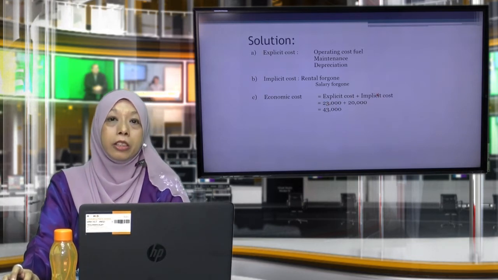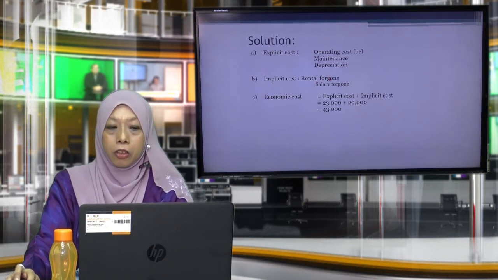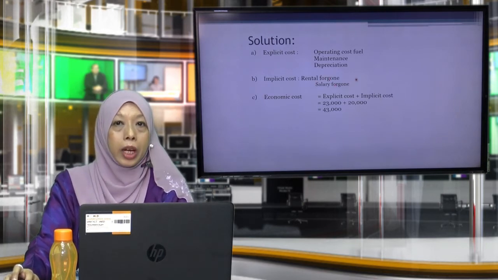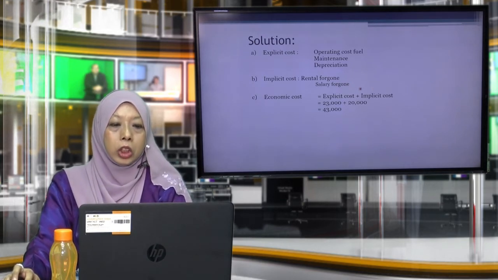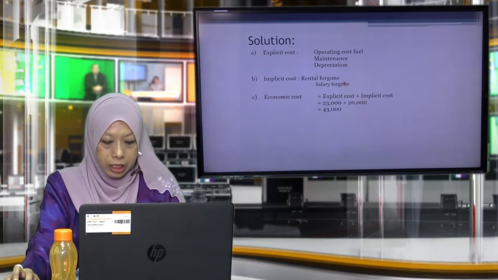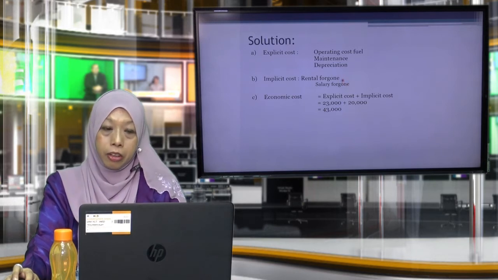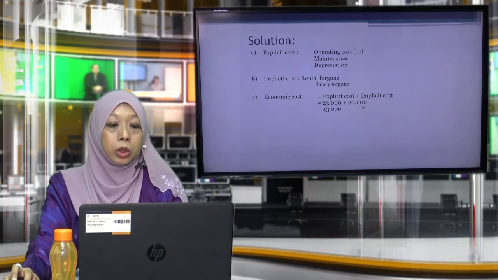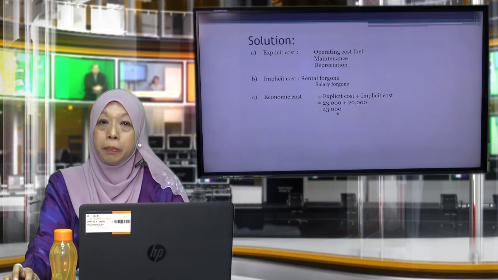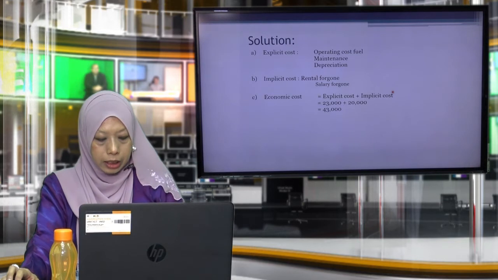Now, what about the value of implicit cost? We have already identified that rental foregone and salary foregone are the two items listed as implicit cost. So the value of these two components would be 15,000 for rental foregone and 5,000 for salary foregone, a total of 20,000. So your economic cost is going to be 43,000. Now, let's look at the last question.